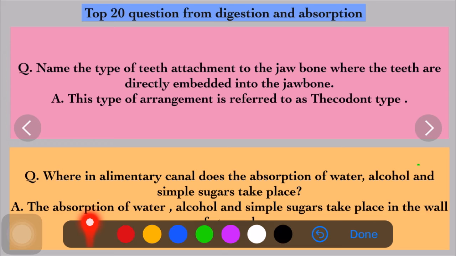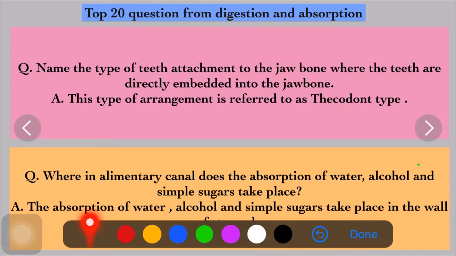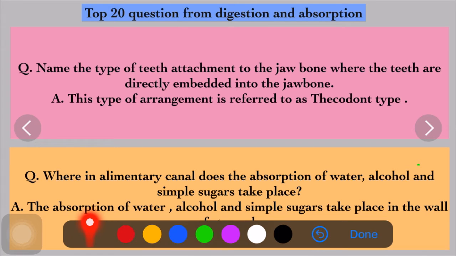The next question which follows is, where in alimentary canal does the absorption of water, alcohol and simple sugar take place? So the absorption of water, alcohol and simple sugar take place in the wall of stomach. It is the primary site for the absorption of water, alcohol and all the simple sugar taken in by our body.